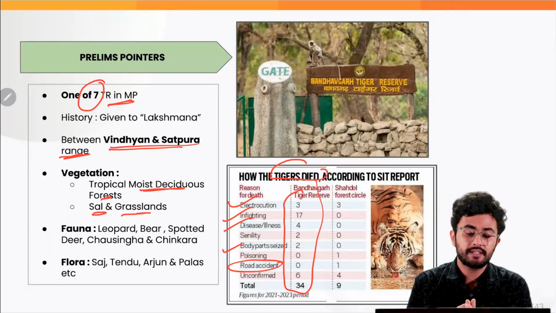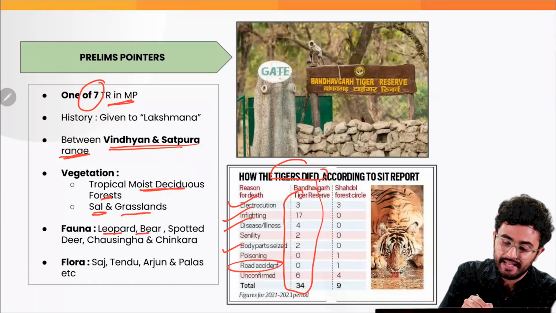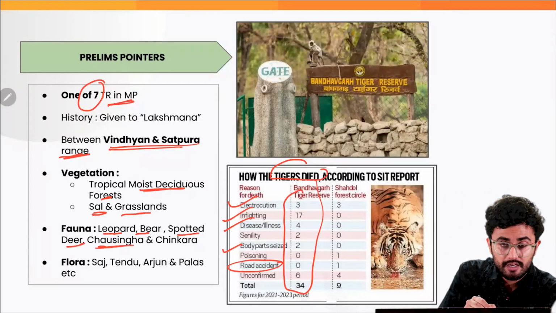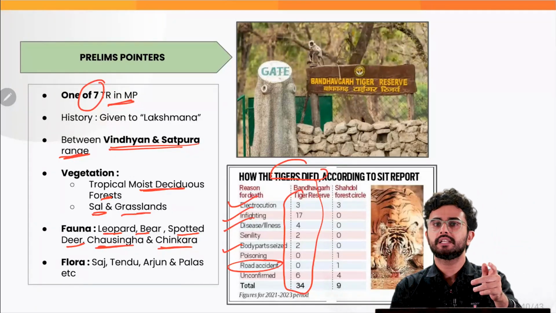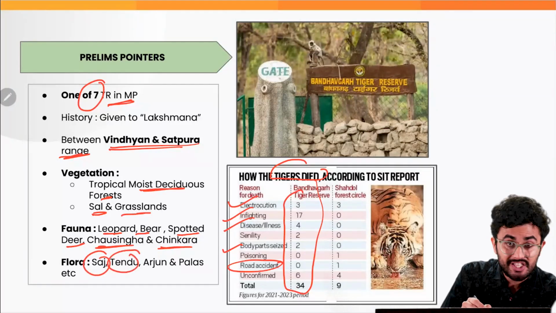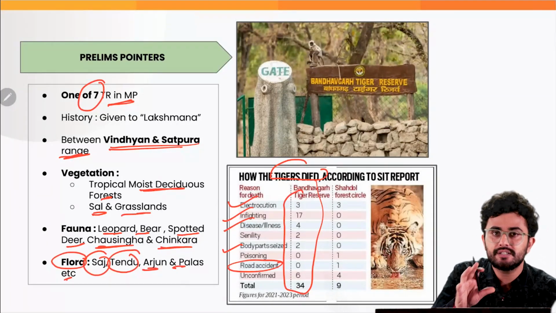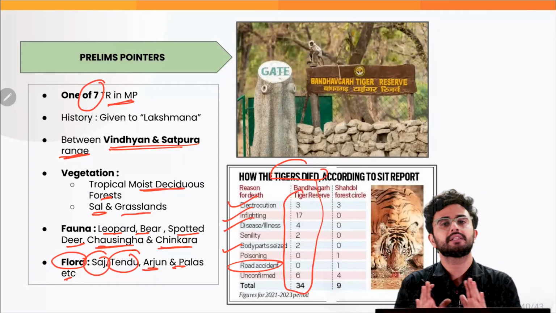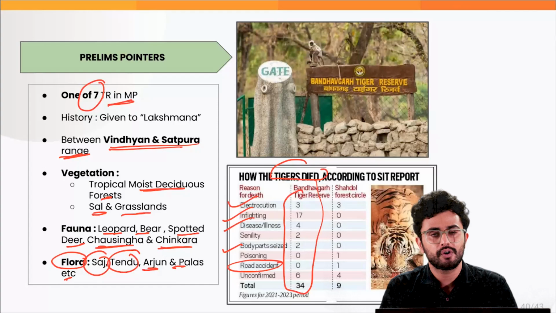Remember that besides tiger there are various kinds of endangered species found here, such as leopard, bear, spotted deer, chausingha as well as chinkara. And then there are certain terms which can be given to you, asking what does this stand for, such as Saj, Tendu, Arjun and Palas. They are basically the kind of deciduous floral species which are found in the region of Bandhavgarh Tiger Reserve.